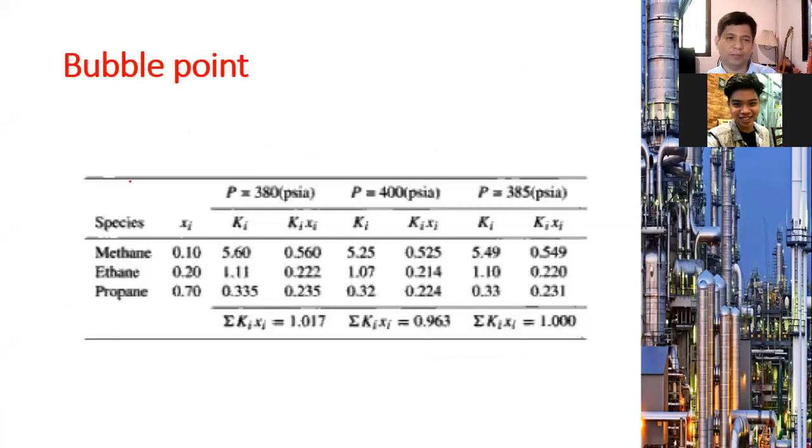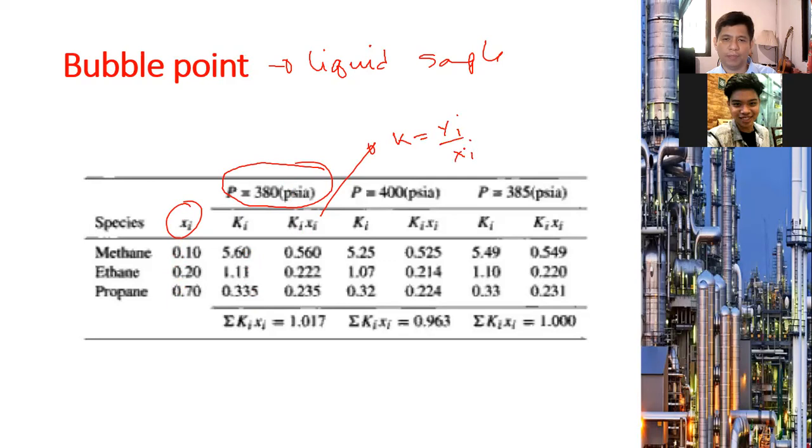So pag bubble point, sinabi ko sa inyo kanina, pag bubble point, liquid, you have a liquid sample. So it follows that yung given na percentages, yung mga mole fraction, would be x sub I. No? So, ganun ulit. Nagsimula tayo sa 380 psia. Tapos we read the K sub I. These are the K sub I. And then Y sub I this time is K sub I times X sub I. Nasusundan ba yon? So, ito, galing yan sa definition na K is equal to Y sub I divided by X sub I.